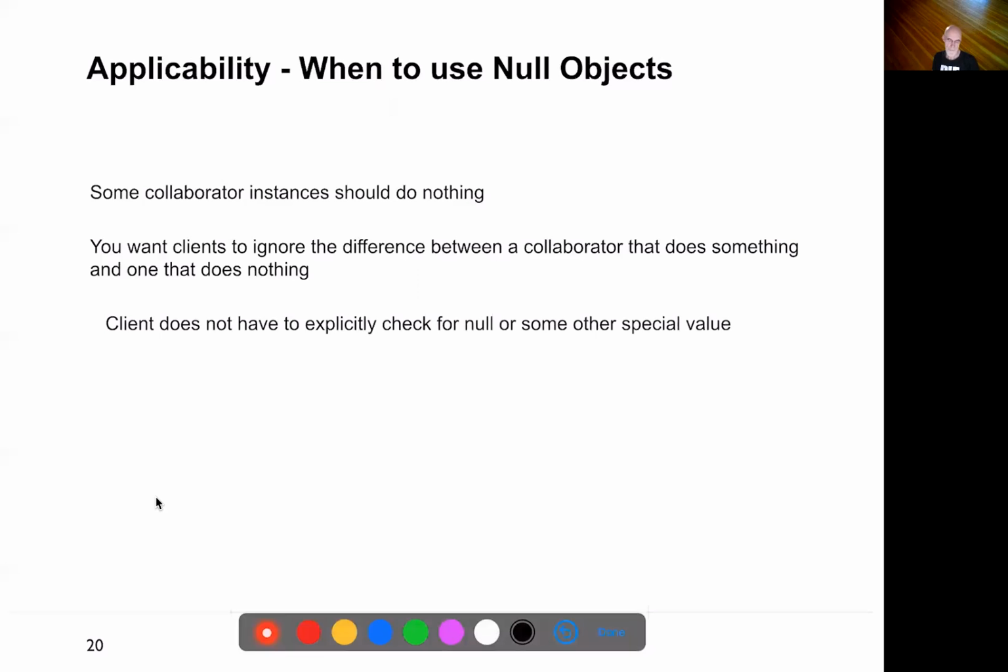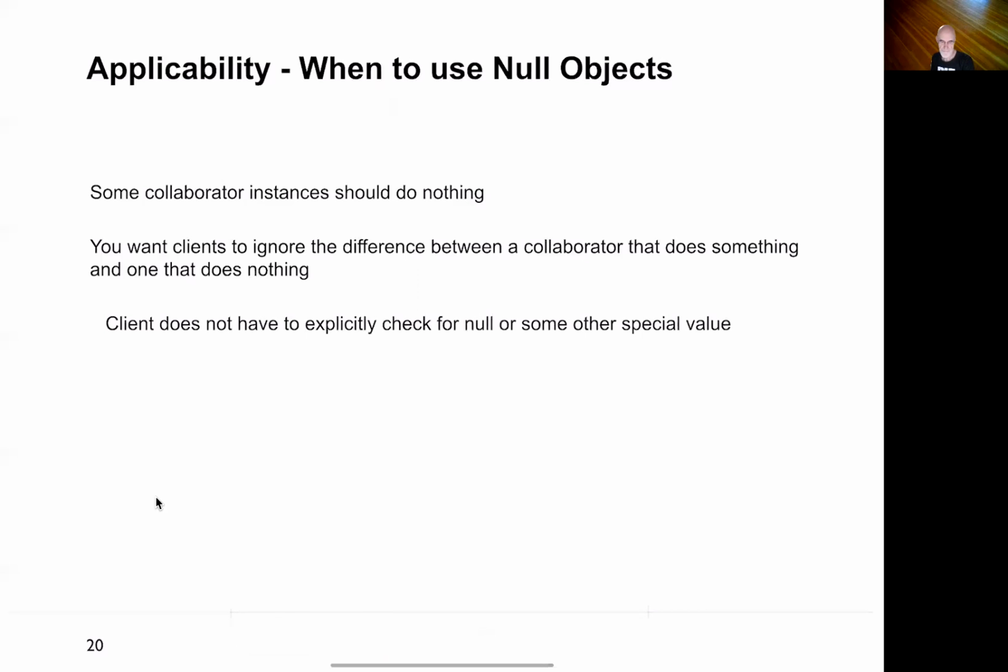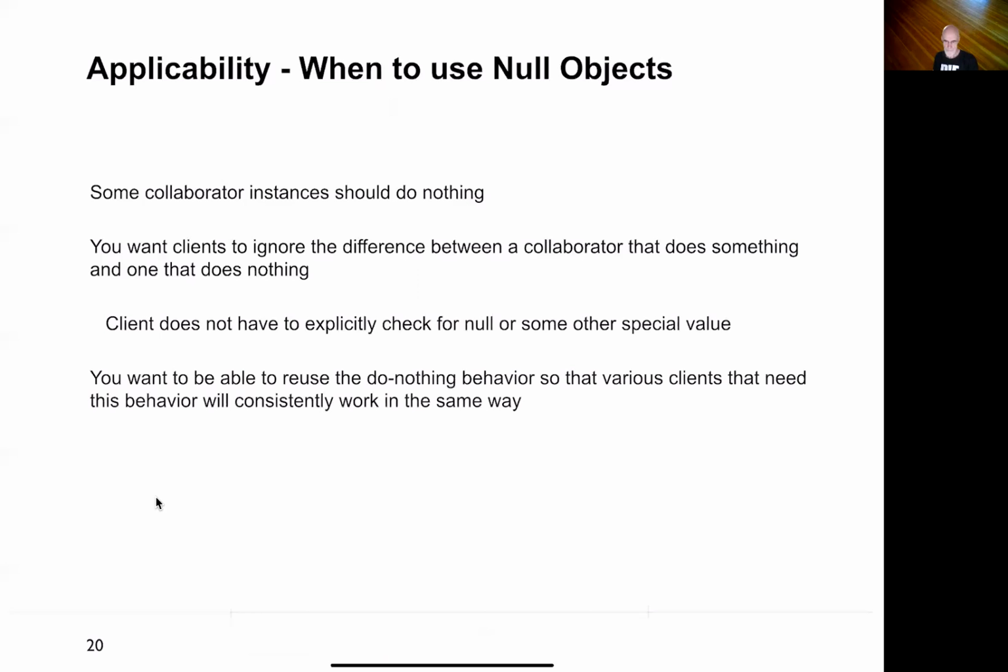So we don't have to explicitly check for some null or special value. We just send a message. And since that's embedded in a null object, we can use that object in different places.